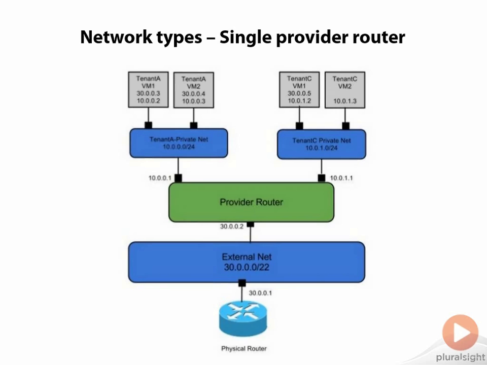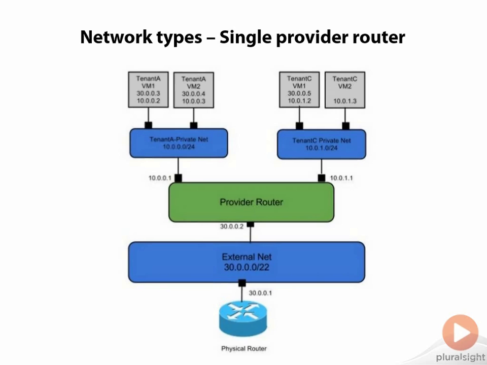You'll notice on tenant A in the upper left-hand side that each VM has both a 10 address from the private net as well as a 30 address. Those 30 addresses are allocated using the floating IP addresses that we talked about in the earlier slide.